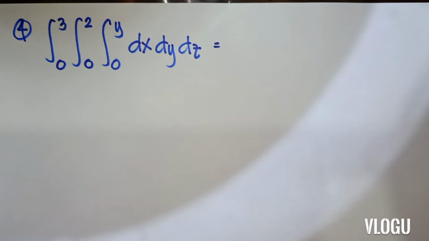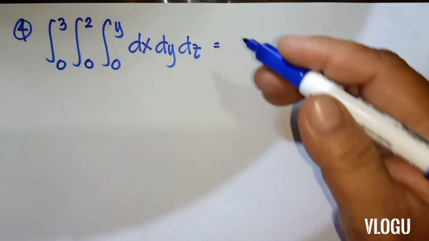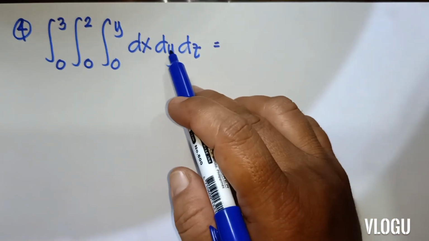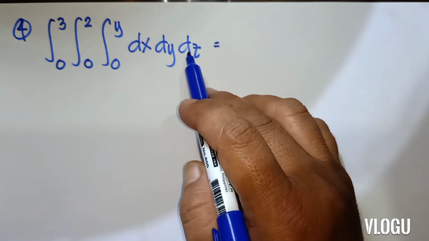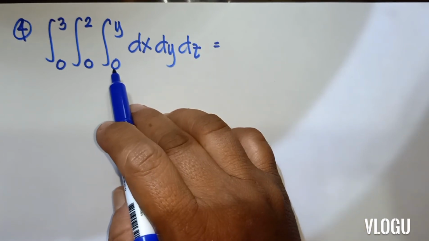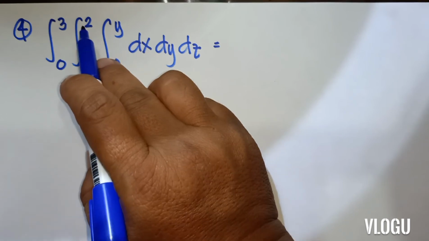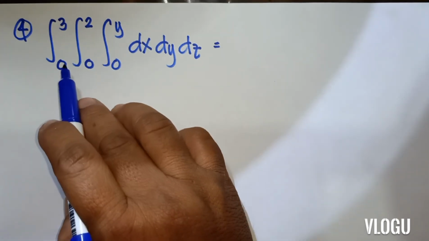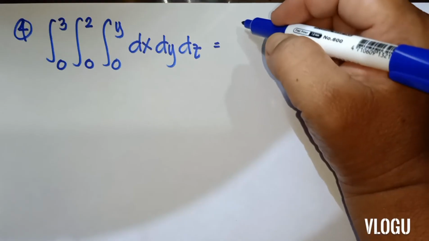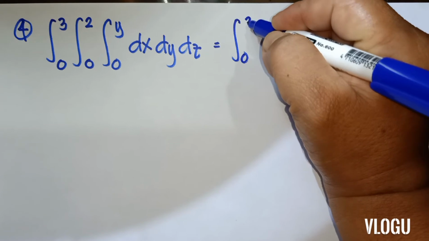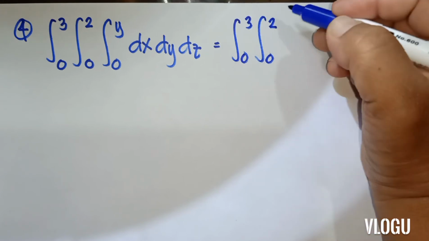The next example is the integral of dx, dy, and dz, evaluated from 0 to 3, 0 to 2, and 0 to y. This is what we call triple integration. You start with dx, then dy, then dz. So your limits start with 0 to y, then 0 to 2, and for dz, that is 0 to 3.